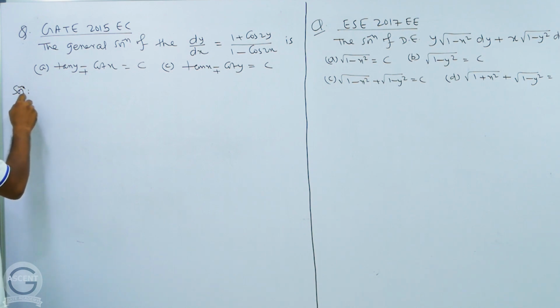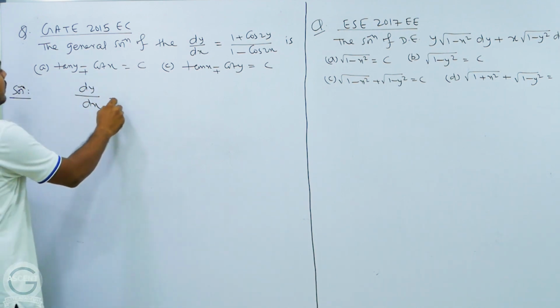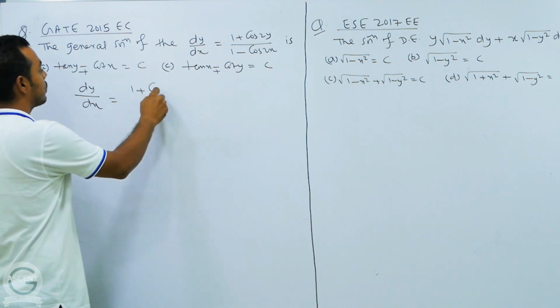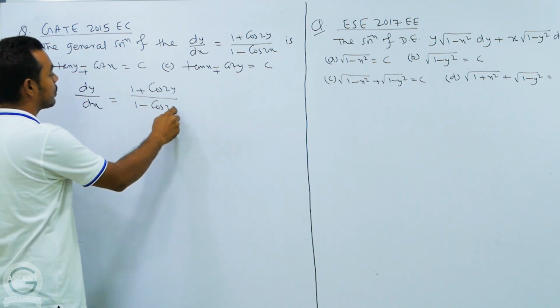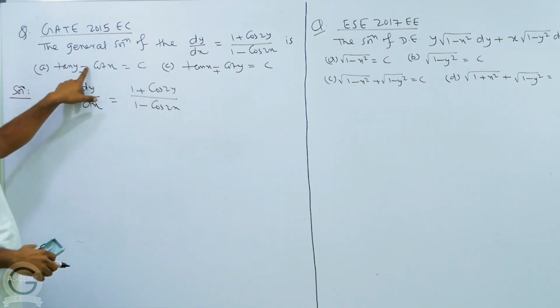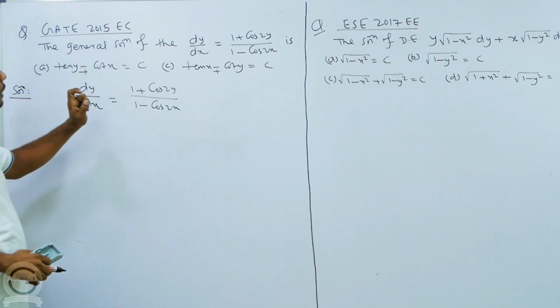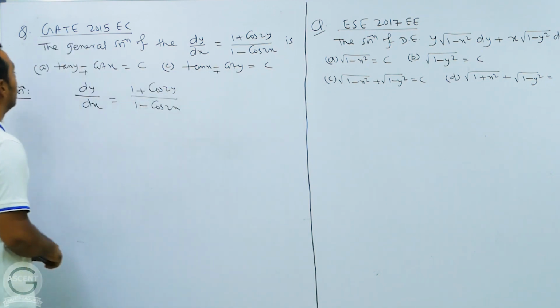The first problem is: the given differential equation is dy by dx equals (1 plus cos 2y) by (1 minus cos 2x). One more thing here, the options are: option A with a minus sign, option B with a plus sign, option C with a minus sign, option D with a plus sign.